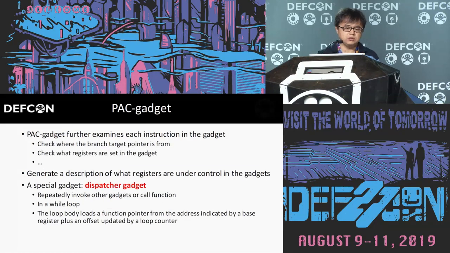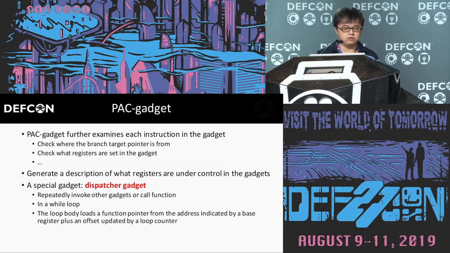And also, PAC-gadget will further examine each instruction in the code sequence we have found. It will check whether the branch target, where the branch target is from, and what registers can be influenced in this code sequence. It will also generate a short description of what registers you can control in this code sequence.